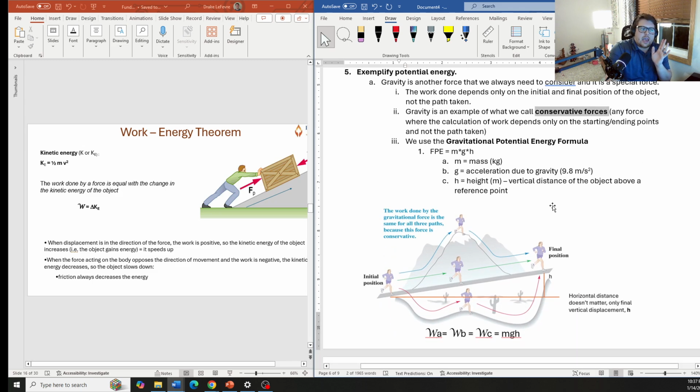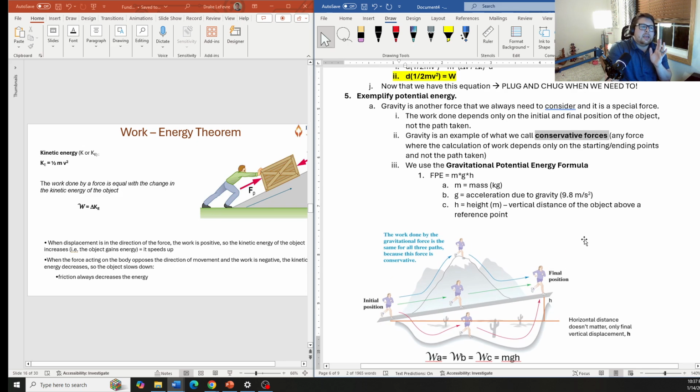So it does not care if you went down these valleys and up these hills. It doesn't care if there was a straight line there. It doesn't care if you hiked up a mountain. Conservative forces only care about the very beginning position and the very end position.